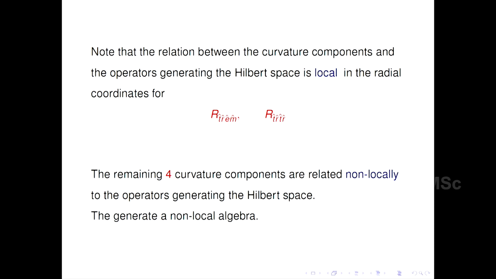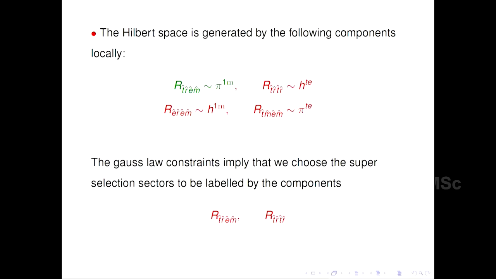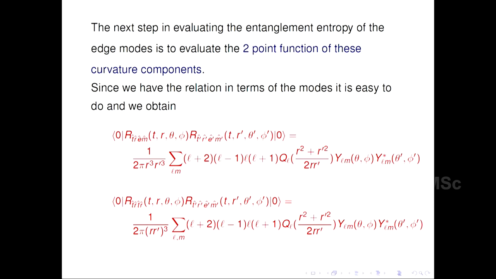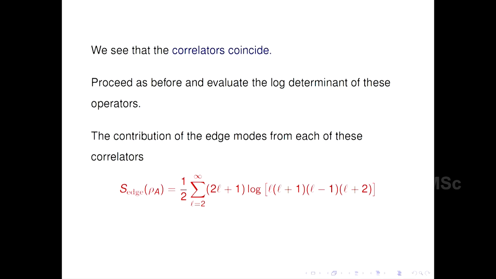So we look at these 2 particular curvature components, which are related to the variables we use to quantize the theory, and we evaluate its 2-point functions on the sphere. Again, we can rewrite these 2-point functions in a neat way in terms of the special Legendre functions of the second kind. There is this particular structure of the terms here. There it was L into L plus 1. And if you go ahead and evaluate the edge modes, we get this particular formula.